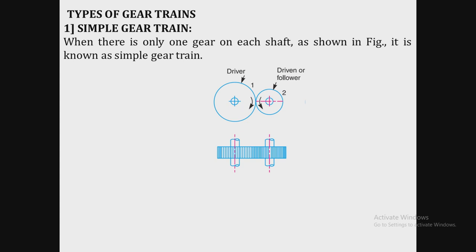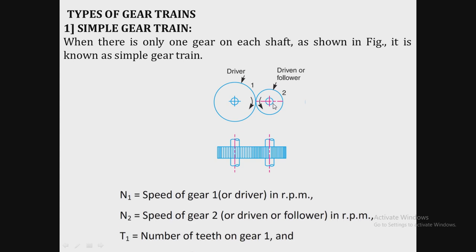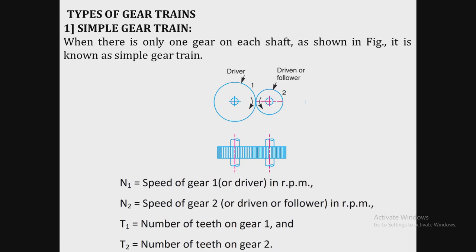On each shaft there is only one gear, so we call it a simple gear train. Along with the construction, we are going to see the velocity ratio, as the first gear is a driver and the second one is a driven. There is a transmission of power from driver to driven, so we are going to see the speed ratio of this gear. For speed ratio we require some terms. N1 is the speed of gear 1 or driver in rpm. N2 is the speed of gear 2 or driven or follower in rpm. T1 is the number of teeth on gear 1 and T2 is the number of teeth on gear 2.